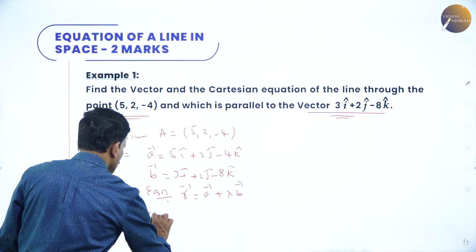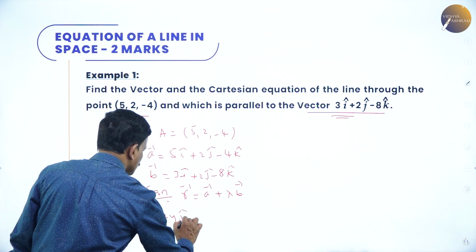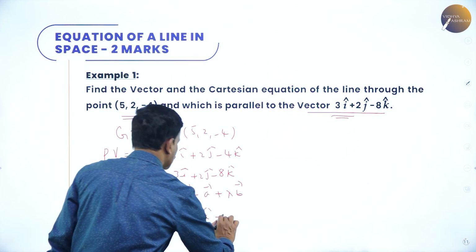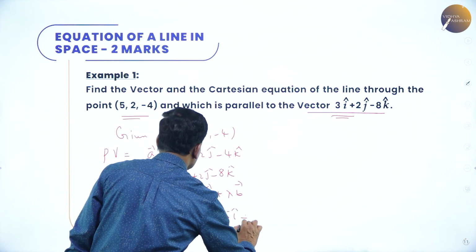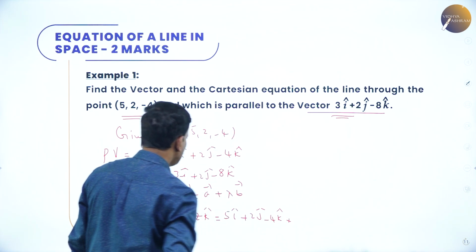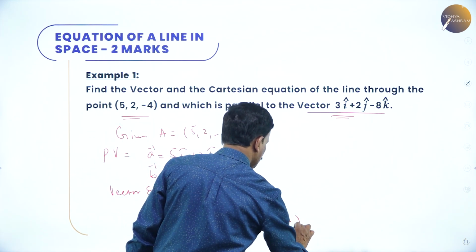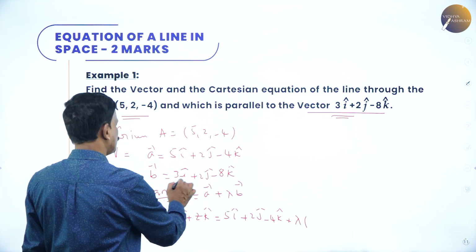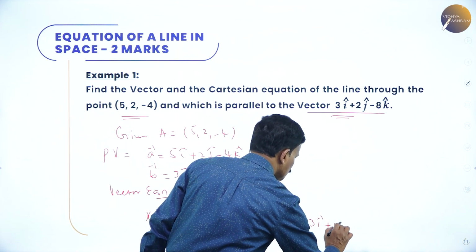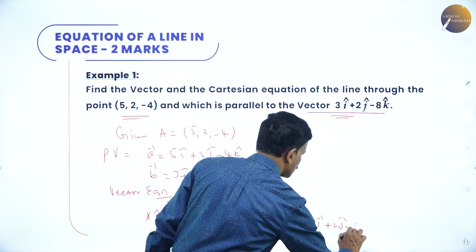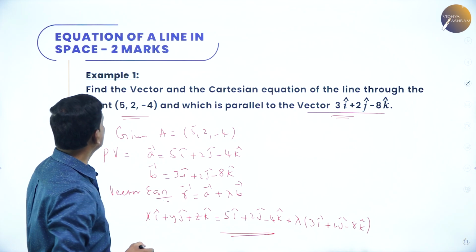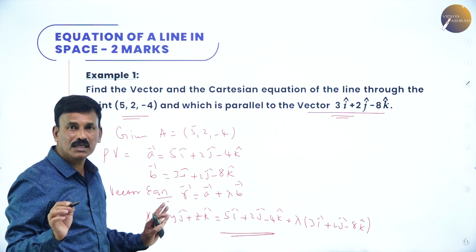Vector R is xi plus yj plus zk is equal to, what is vector A? Vector A is 5i plus 2j minus 4k plus lambda into vector B. What is vector B? Vector B is 3i plus 2j minus 8k. That's it. This is the vector equation. So this is for 2 marks. If you write this much, you will get 1 mark.